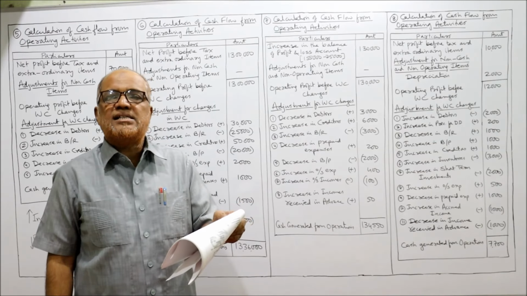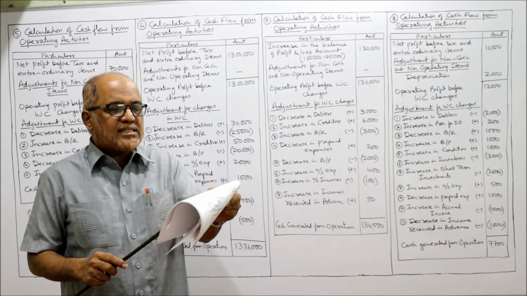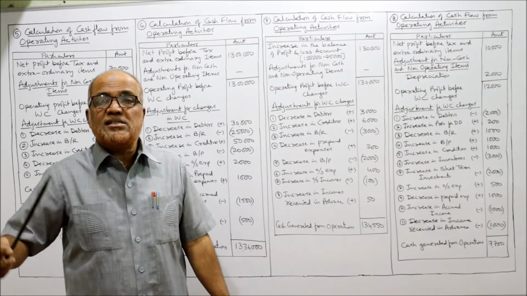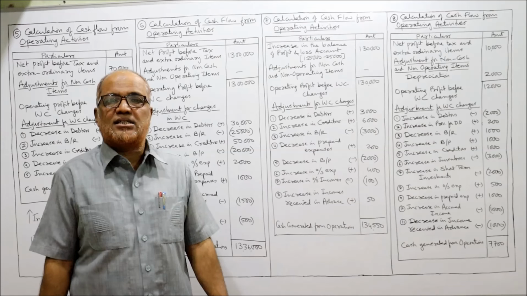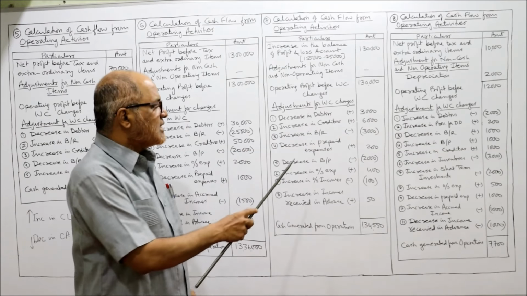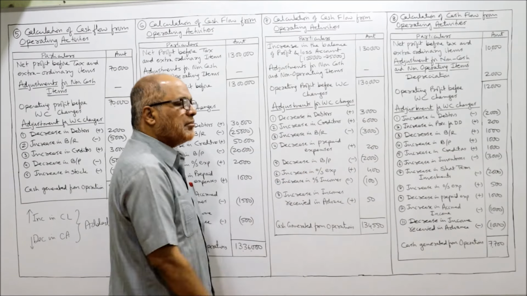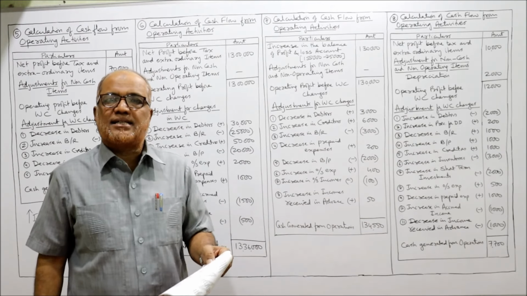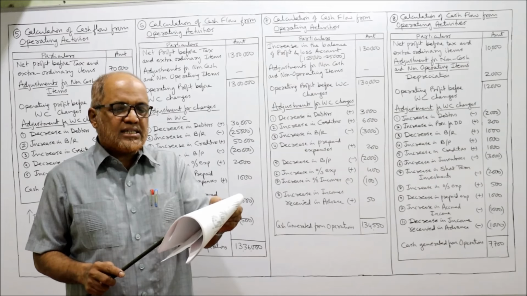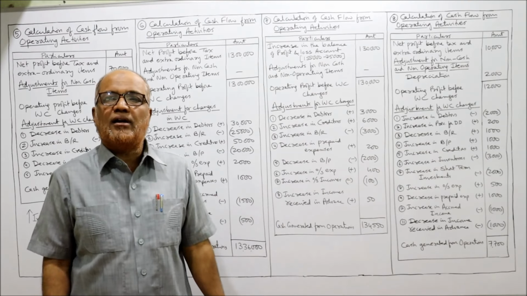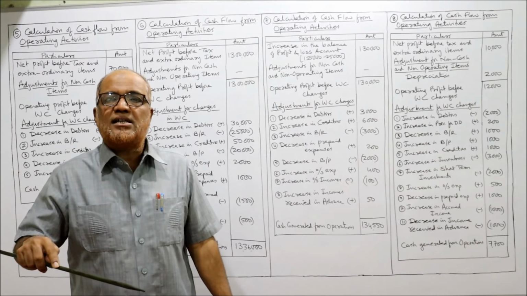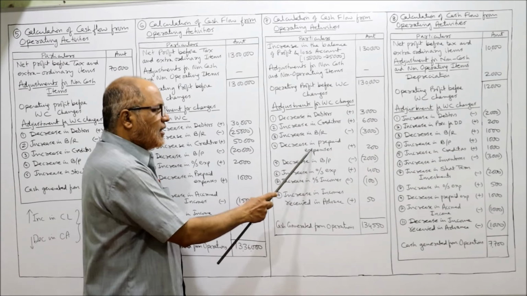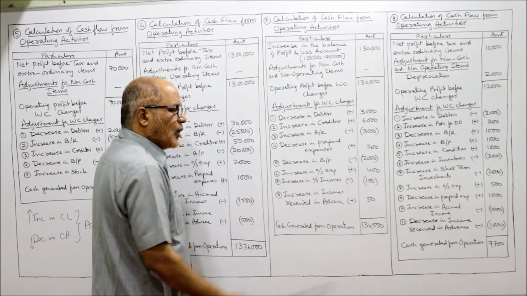Bills receivable is a current asset. Last year 12,000, current year 15,000. So increase in current asset is deducted. So increase in bills receivable deducted, minus 3,000. Then prepaid expense is a current asset. Last year 1,600, current year 1,400. Decrease in current asset should be added. So decrease in prepaid expenses, added 200.